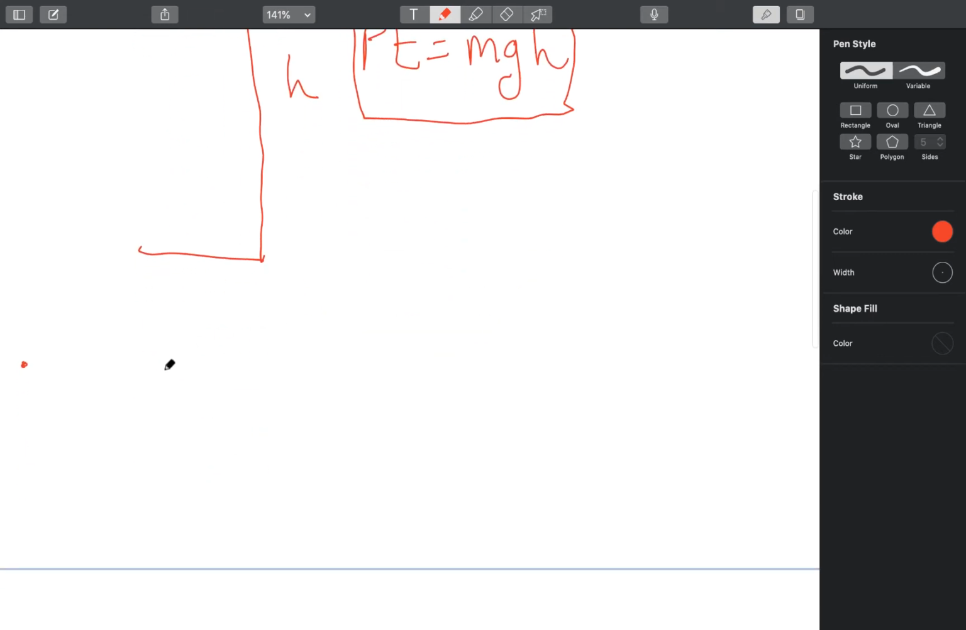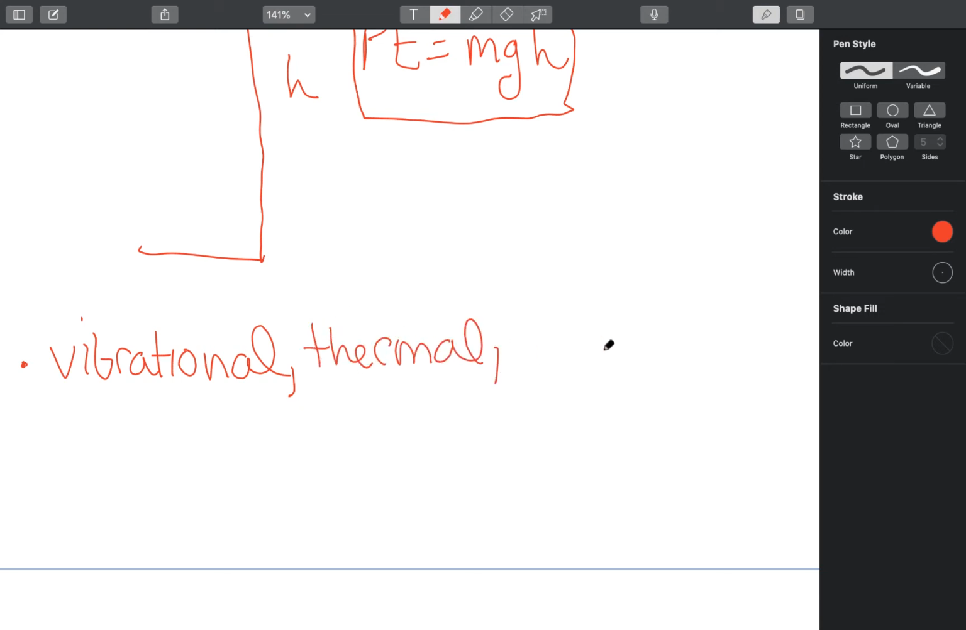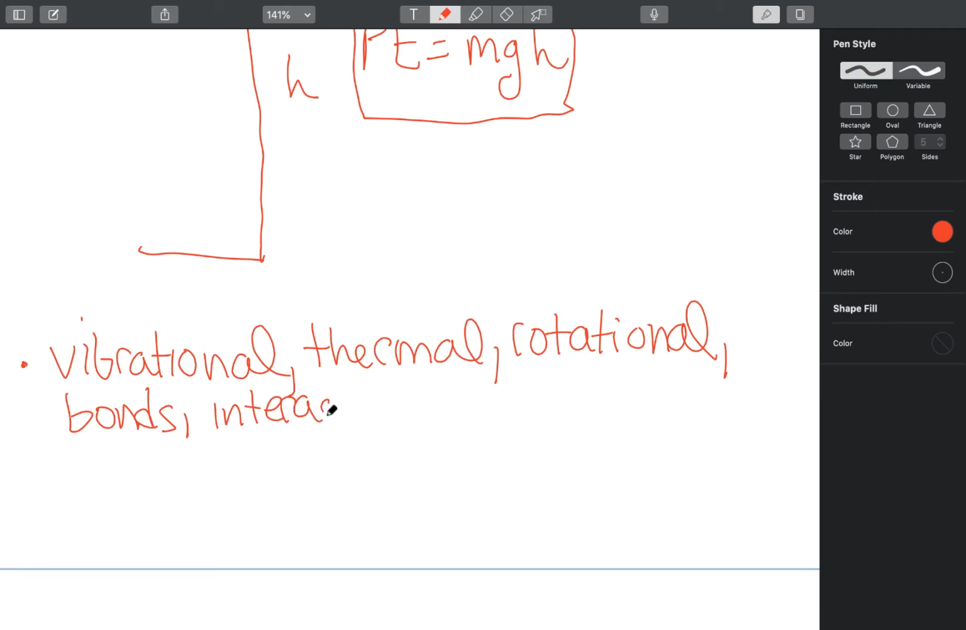However, there's other forms of energy as well. There's vibrational. In other words, an object can be vibrating or oscillating. There's also thermal energy. There's rotational. An object can be rotating. There's energy stored in bonds, as well as in interactions. So there's energy all over the place. And all of these forms of energy are summed up into one common group of energy.